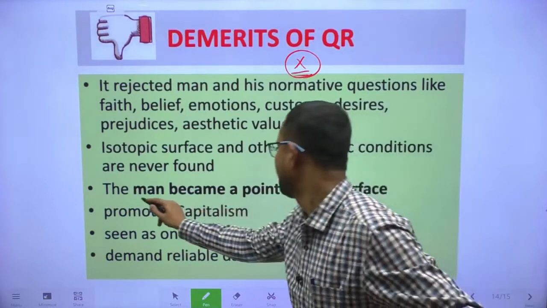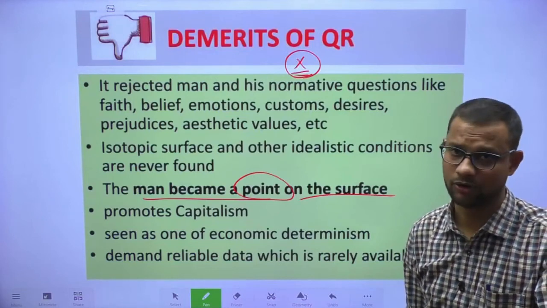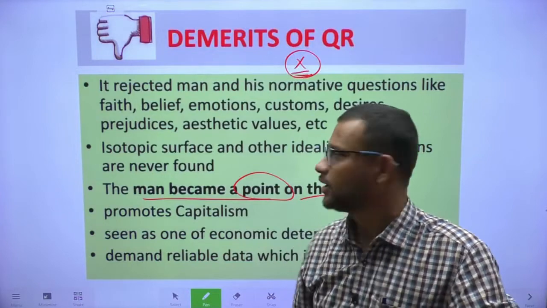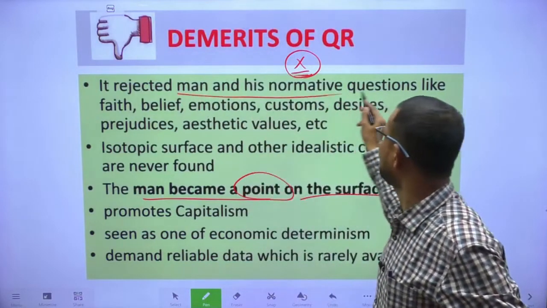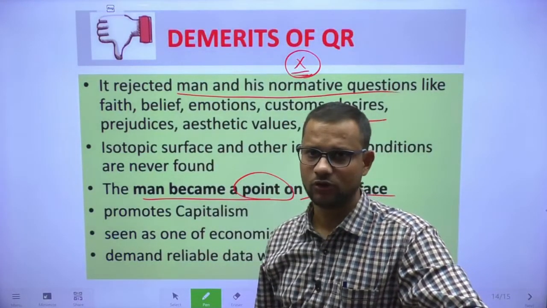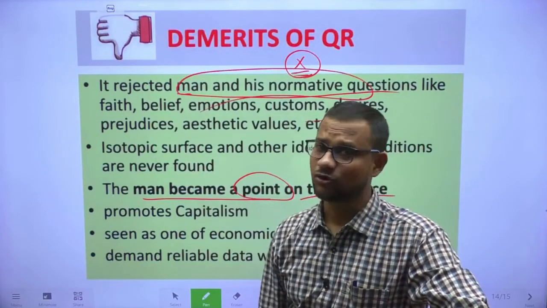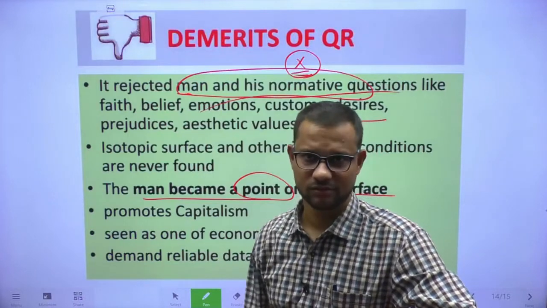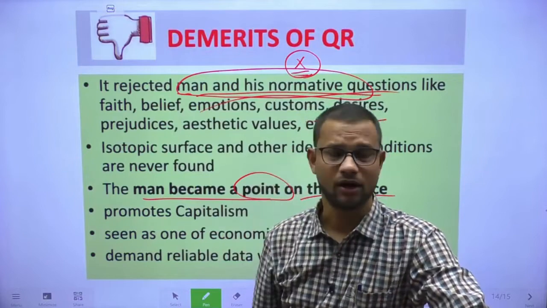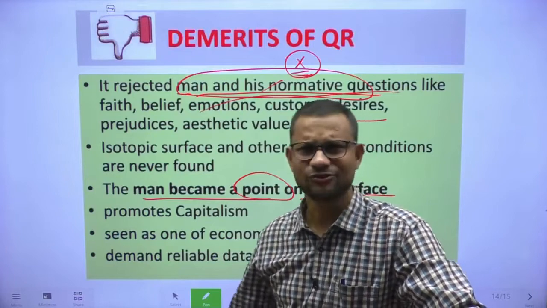So man became a point on the surface only, but he is absolutely not. Man is a more active agent than a simple point. Then it rejected the man and his normative questions. Wolpert, one of the proponents of welfare geography also, severely criticized this approach, that man is not always economic and rational. His normative values were degraded in the quantitative revolution. Man is not always rational as such.